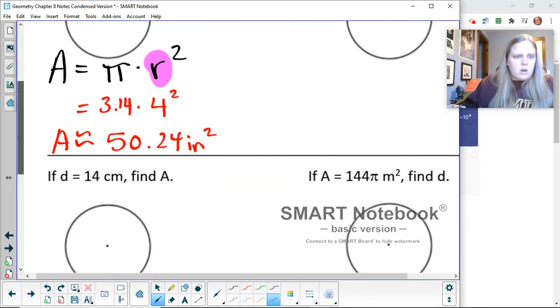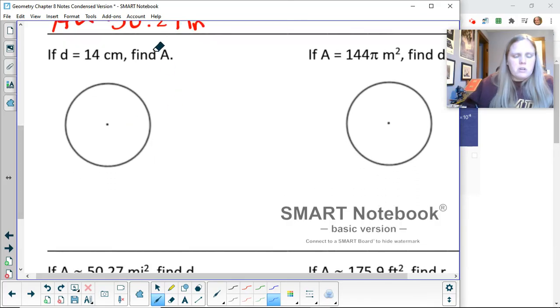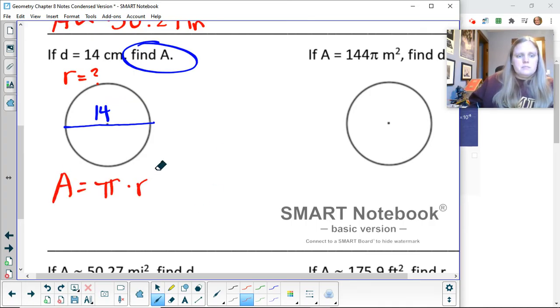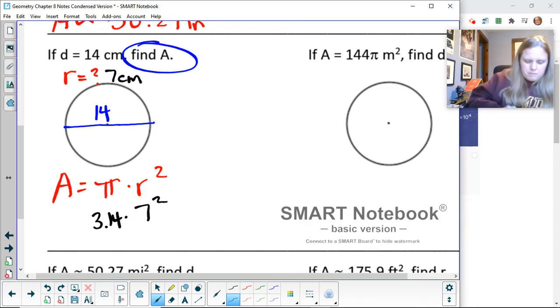All right, now I'm going to go down to this one. And I want you to do the same thing, except we're finding the area given the diameter this time. So remember, diameter is all the way across. First, you got to figure out what is your radius, and then plug it in. So go ahead, find the radius, plug it in, find the area. All right, you should have got a radius of 7 centimeters. So we'll replace that with 7, 3.14 for pi.